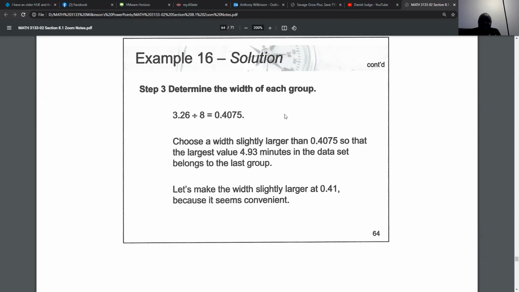So here you're going to choose a width slightly larger than 0.4075 so that the largest value in the data set, 4.93 minutes, belongs to the last group. Here, they're going to choose a width of 0.41, which is slightly larger than 0.4075, because it's convenient.